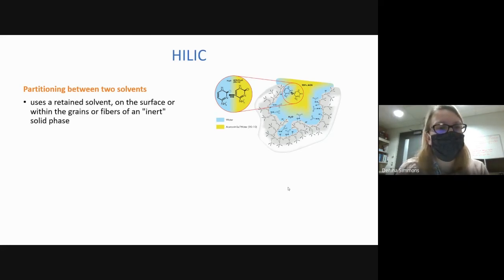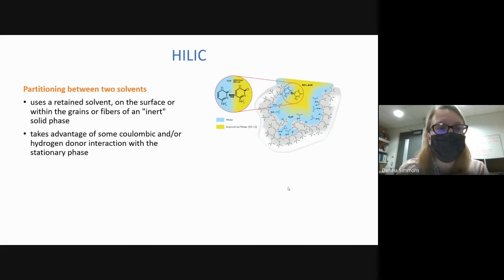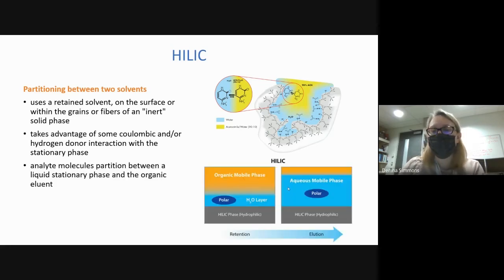So usually this is happening on sort of an inert solid phase, and it takes advantage of some coulombic and/or hydrogen donor interactions. So if you're really into chemistry, that might make sense to you, but if not, you can just think of it as like attracts like, and it's very similar to C18. Like I said, sort of mixed with normal phase and partitioning. It's a little bit of everything.